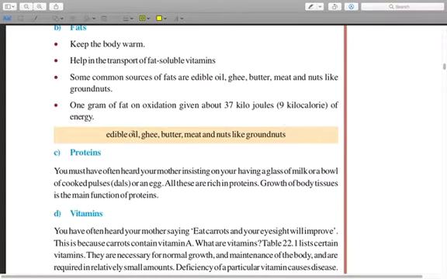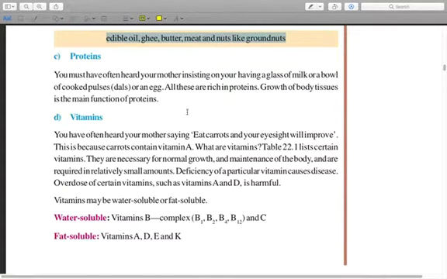So we have given this some sources as mentioned here. And proteins, we get from milk or dal, pulses or egg. These are protein rich foods. And growth of body tissues is the main function of proteins. As I told, growth of body muscles, tissues, it is done with the help of protein.